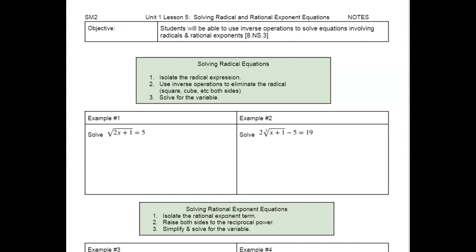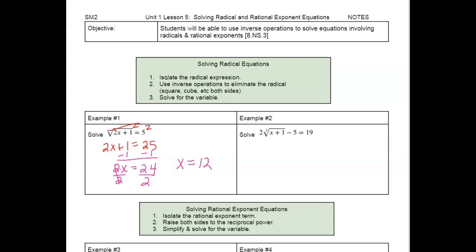So let's look at example 1. On the radical, there's nothing outside the radical. So that's what I mean by isolate the radical. So we're ready to do the inverse operation. Since this is a square root, we're going to square both sides because that's the opposite. So I also have to square that side. So the square root and the square cancel. So you're just left with whatever's inside. 5 squared is 25. And then you just solve this like normal. To get x by itself, you would subtract 1. So 2x equals 24, and then because those are being multiplied, to get rid of the 2, you're going to divide both sides by 2. So x equals 12. And that's it.